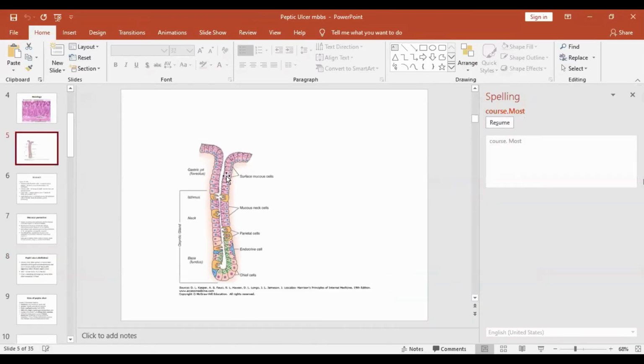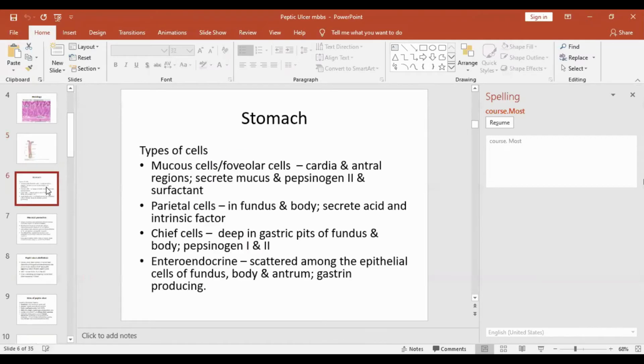Now this is a single gland which shows different types of cells: parietal cells, oxyntic cells, then mucus cells. See, mucus cells are mainly confined here. These are the endocrine cells. These are the parietal cells, and this is the isthmus, neck, and body. Then parietal cells, endocrine cells, and chief cells at the bottom. Now types of cells. Mucus cells are foveolar cells. I told you mucus cells are mainly on the foveola, the upper part of the glands. They are in the cardiac and antral region and secrete mucus, pepsinogen 2 and surfactant.